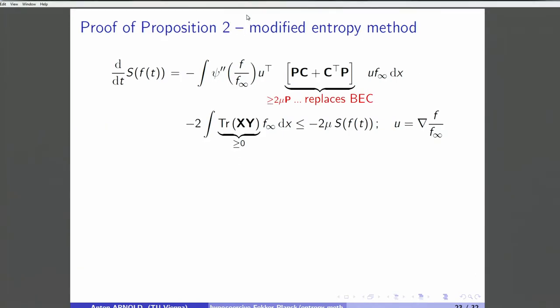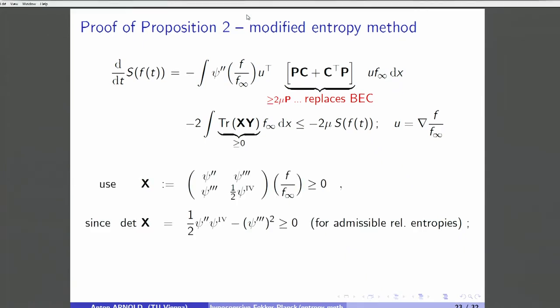The U is just a shorthand notation for this gradient of solution over steady state. And we just have this combination of the matrix P, which was put in our functional, and the drift matrix C. But for exactly this combination of matrices, we have this algebraic lemma from before. So it is at this point that I now use this modified Bakry-Émery condition. And if I use this inequality, I'm back to this functional S. So I have my differential inequality because this remainder term has a sign. Therefore, I can throw it away.